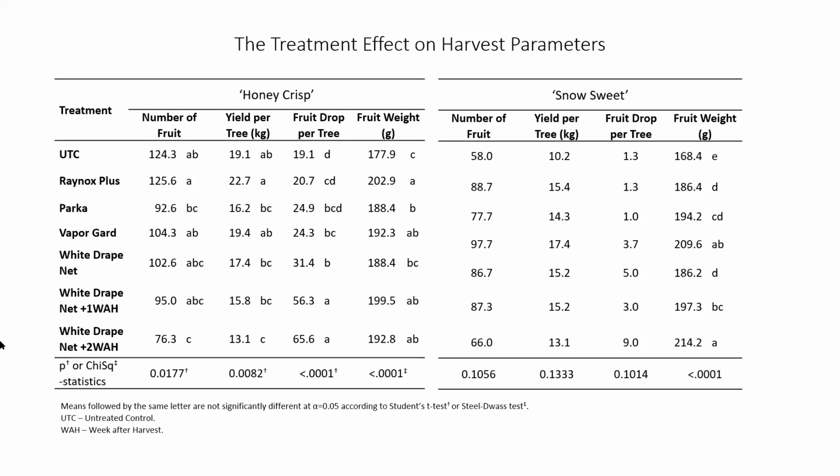Other treatments that promoted pre-harvest drop were VaporGuard, drape net white, and drape net white that was harvested one week later. A similar effect of the treatments on yield or fruit drop hasn't been found in Snowsweet. However, what was consistent in both cultivars is the treatment effect on fruit size, and we have almost no exceptions. They all resulted in a significantly bigger fruit size than control fruit.